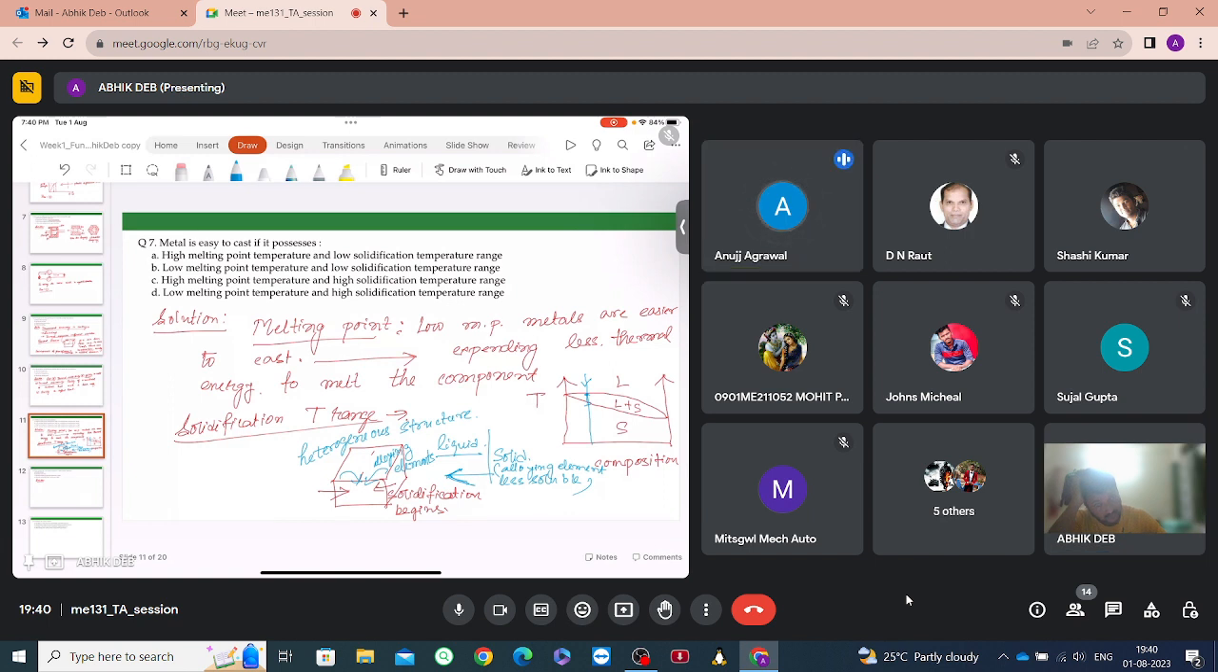Sir, will be broader. Yes. A broader, the larger this liquid plus solid region, the more will be the problem or the less will be the problem? More will be the problem.